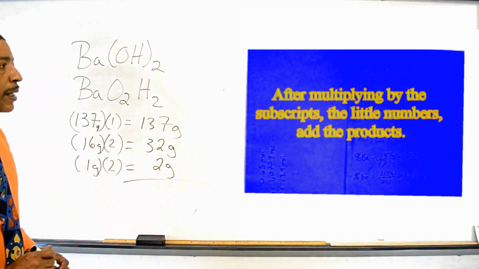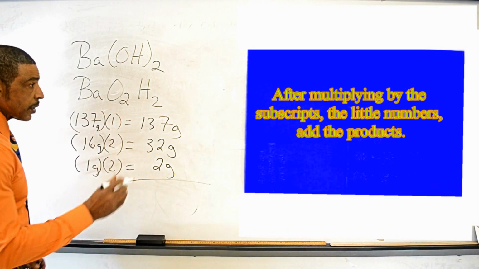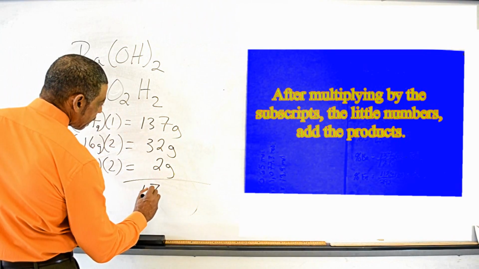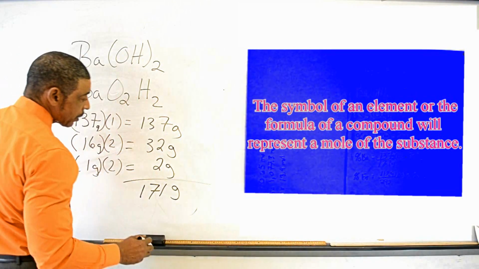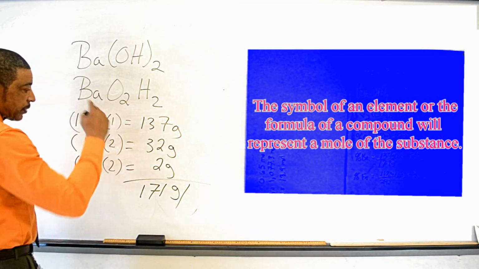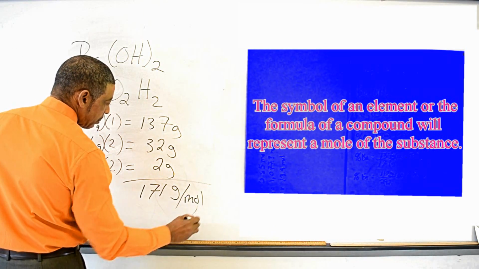Now we add them up, and the sum will be 171 grams. And since this represents a mole of barium hydroxide, 171 grams per mole.